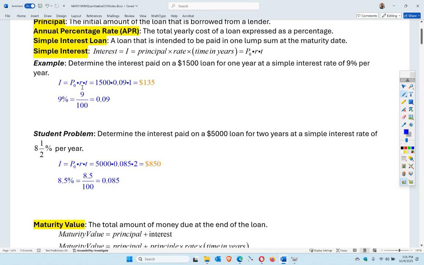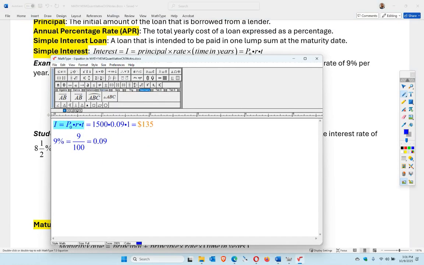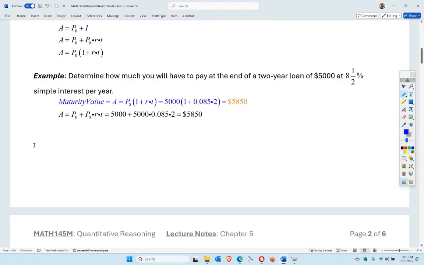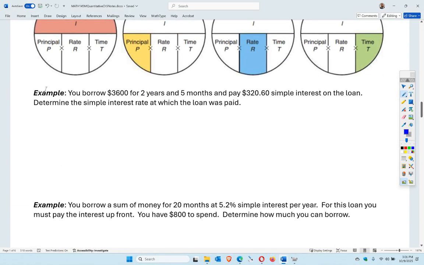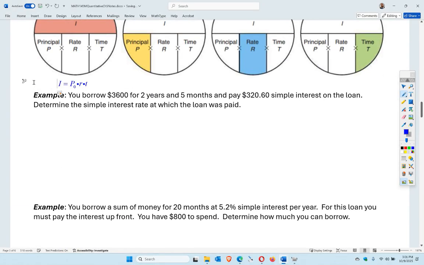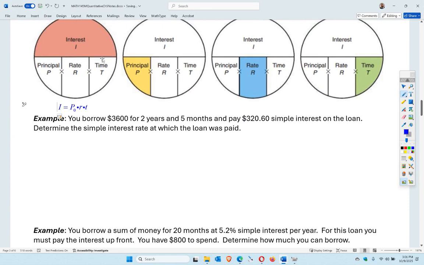Where did I have it? All right, here it is. So I'm going to copy that right there. That is the default formula, correct? I equals P times R times T. See how a little circle works that way? So let's say we want one of the other ones like principal, rate, or time.